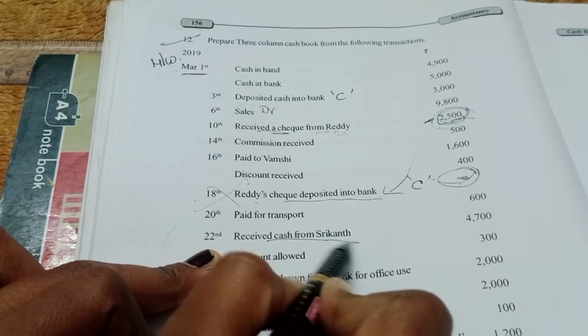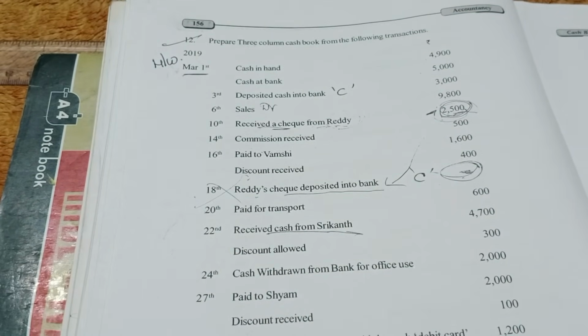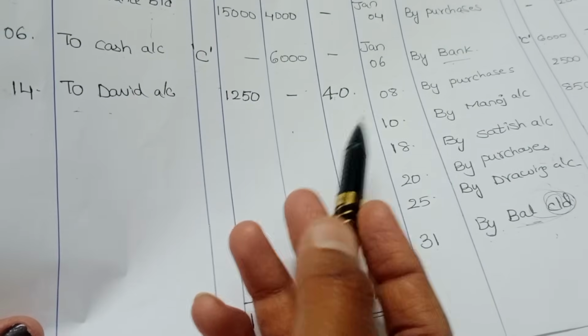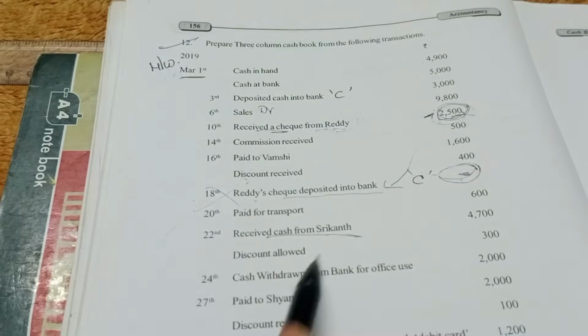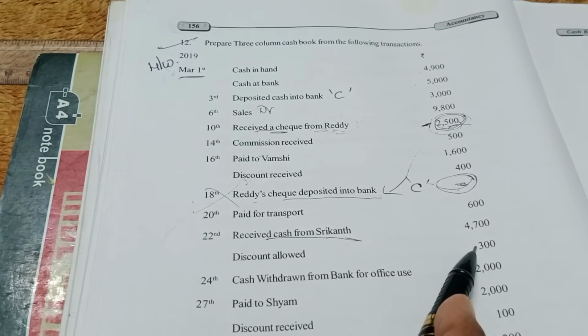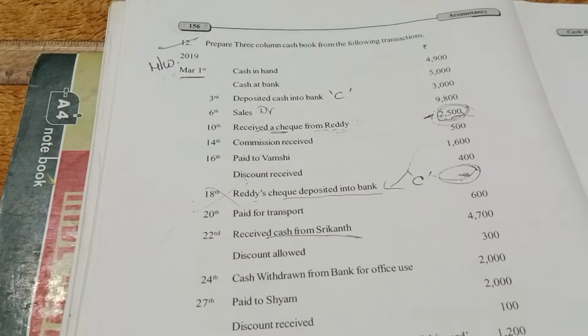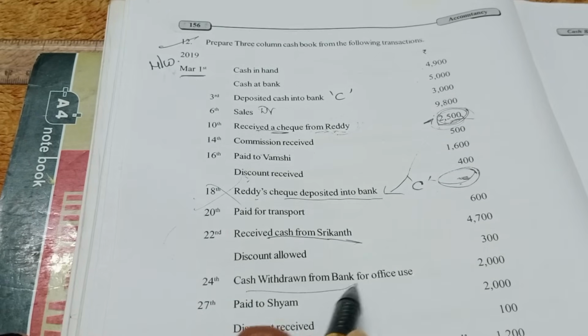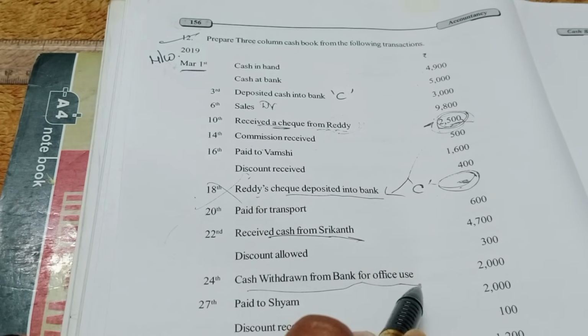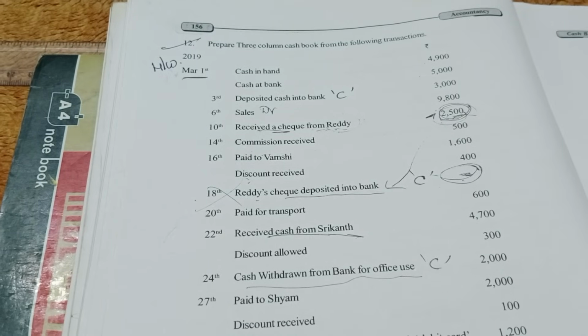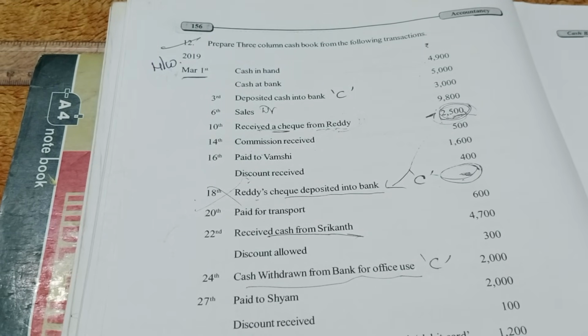Received cash from Srikanth. What will be the transaction? To Srikanth, write it on the debit side. Write 'to Srikanth', put the amount, and how much discount allowed do we have? 300 discount allowed. Since we gave 300, put the 300 on the debit side in the discount column, okay. Next, cash withdrawn from bank for office use, not for personal use. What will be the transaction? It is also a contra entry. Cash is coming in, from where? It is coming from the bank. Cash account debit to bank account.